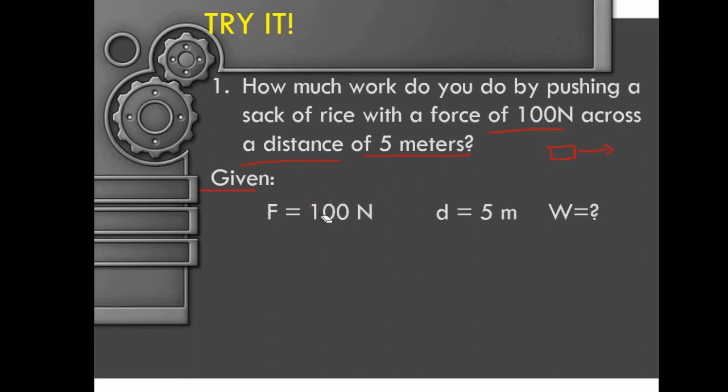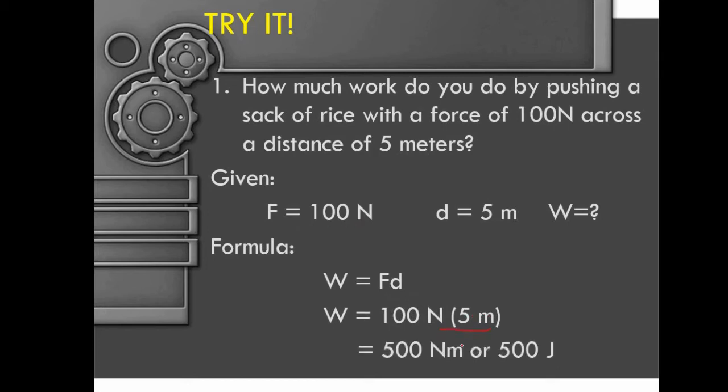We have here the given: force and distance, and we also have the one being asked, which in this case is work. Then we have this formula. Look at the given: because the movement is horizontal, we have this formula here. If it's vertical, we will have another formula. We already have the force and the displacement, so it's just pure substitution. When you combine Nm, Newton meter, it turns into joules. So the answer is 500 joules.